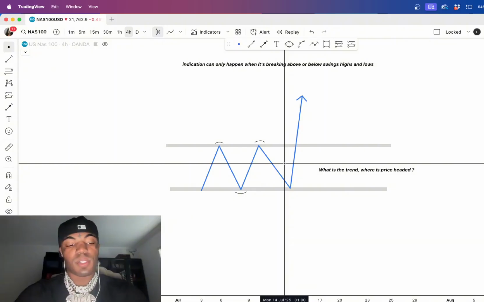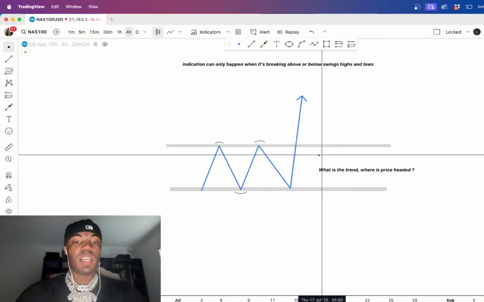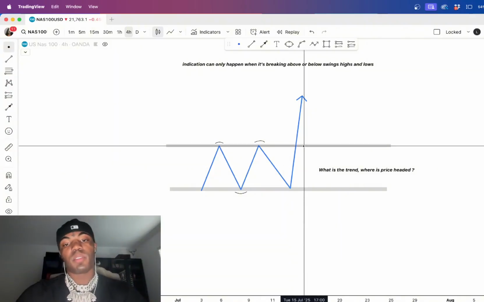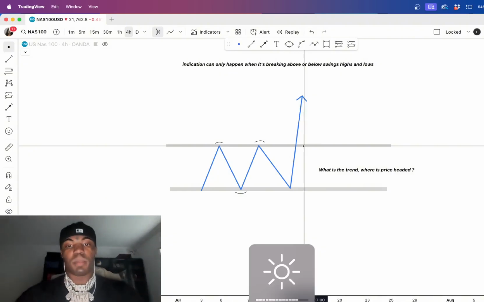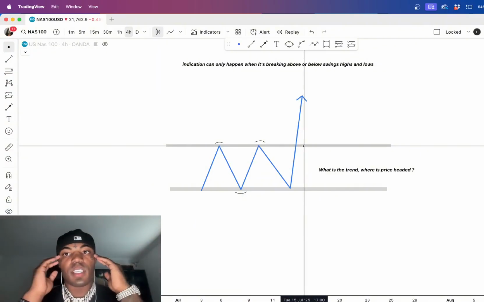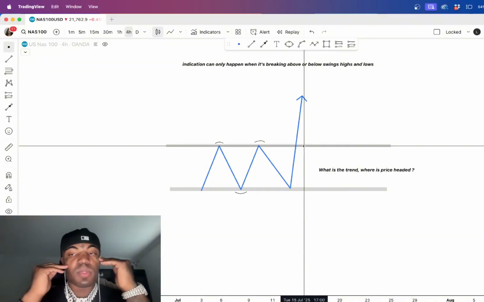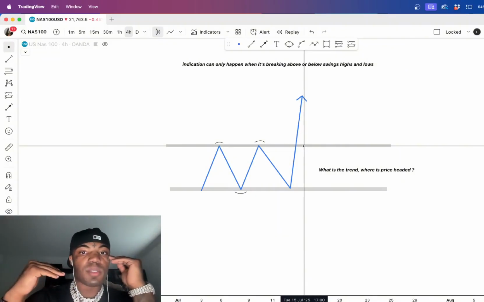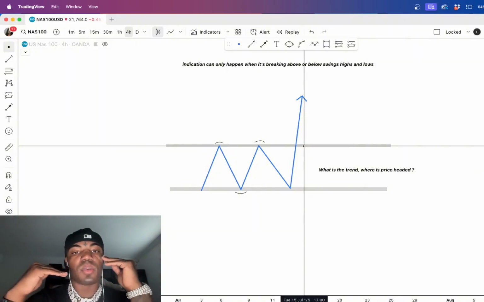So if your swings are getting higher, most likely price is becoming an uptrend. If your swings are going lower, then most of the time your trade is going into a downtrend. Not most of the time, but all the time your trade is going into a downtrend. So the best way to overall look at an indication is, is this making my swings go higher or is it making my swings go lower?